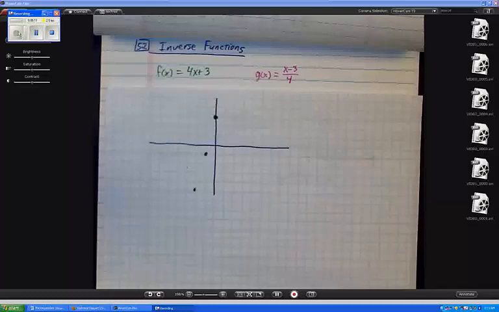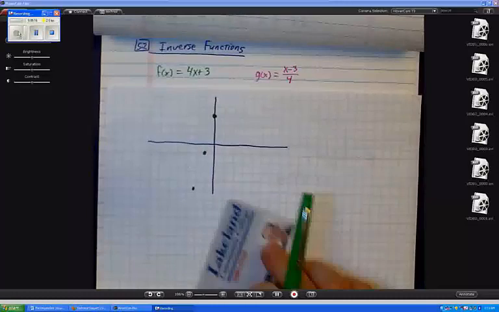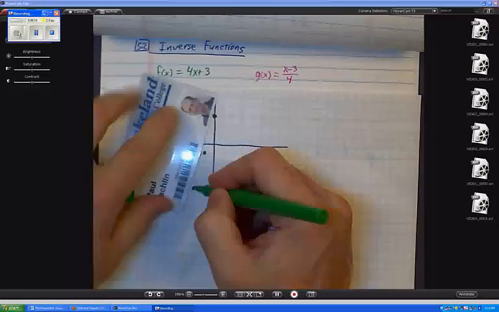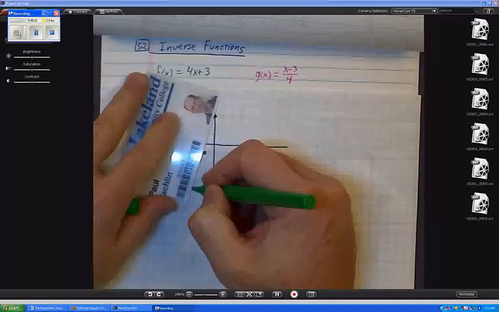Thank goodness Lakeland gave me an ID card. And so now, not only can I get in the AFC, but I can do my math homework. There we go. All right.